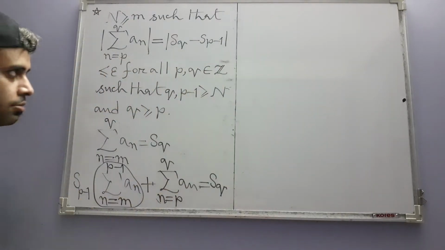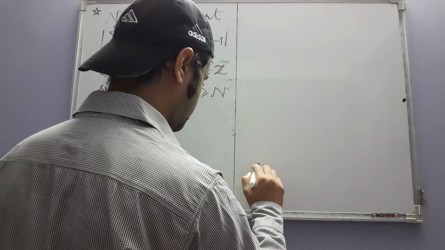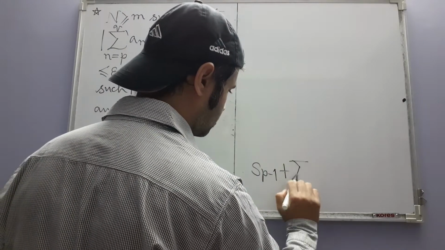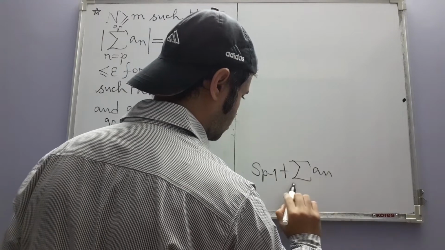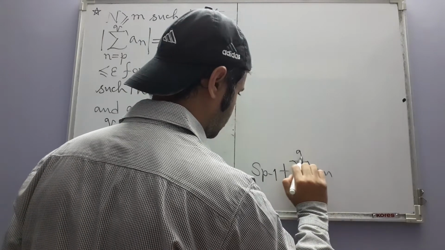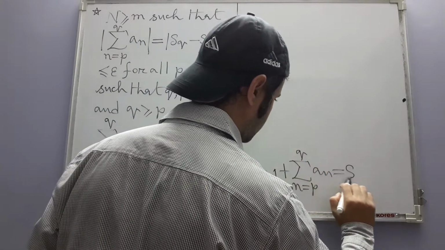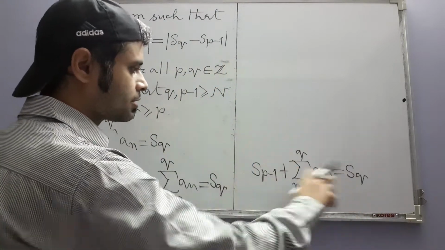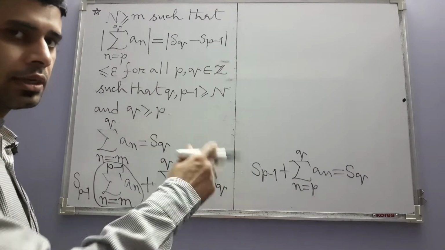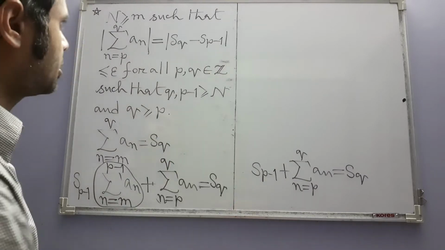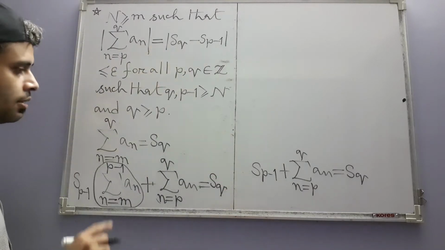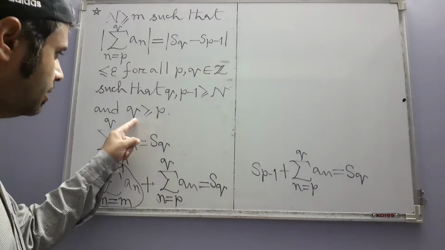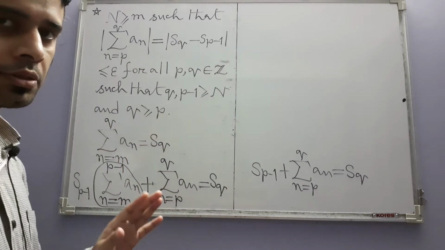So from this you see that S_{p-1} plus this is equal to S_q. So that means this thing is equal to S_q minus S_{p-1}, and then take absolute value on both sides. Doing that you get this. But in order for this to make sense, we need q to be greater than or equal to p.